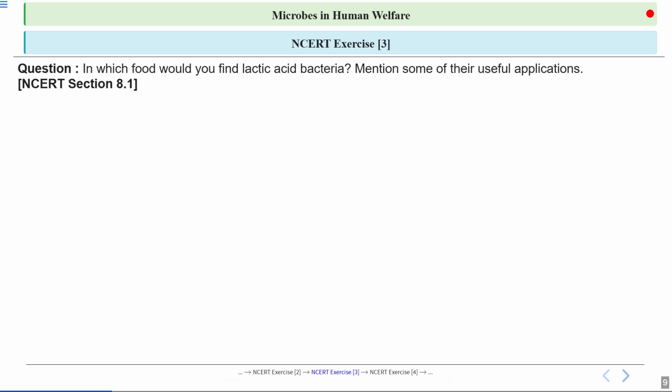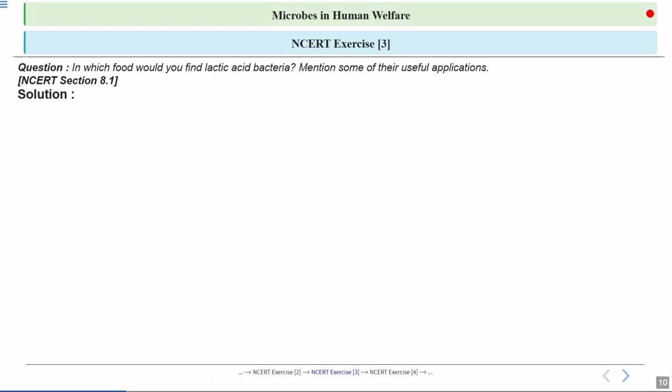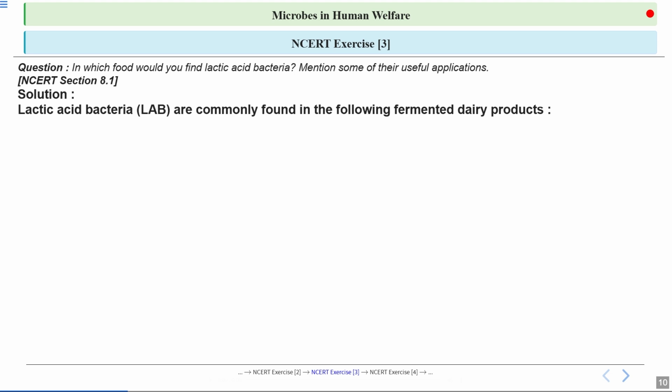The next question, in which food would you find lactic acid bacteria, and you have to mention some of the useful applications. Let's have a look at the explanation. Lactic acid bacteria are commonly found in the following fermented dairy products. What are these products? First is yogurt.